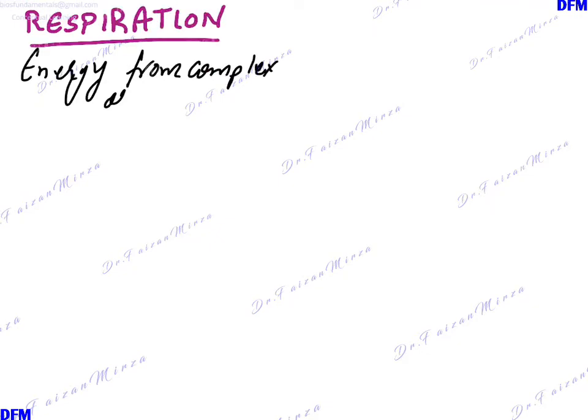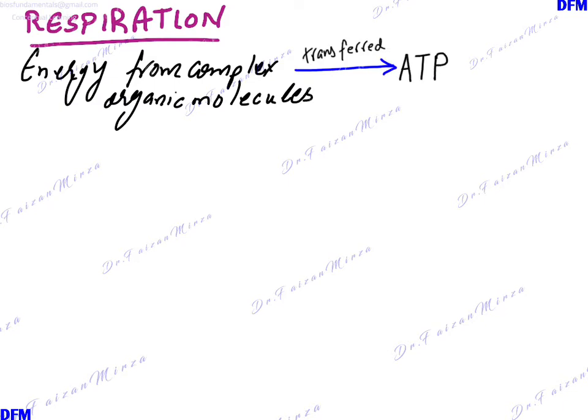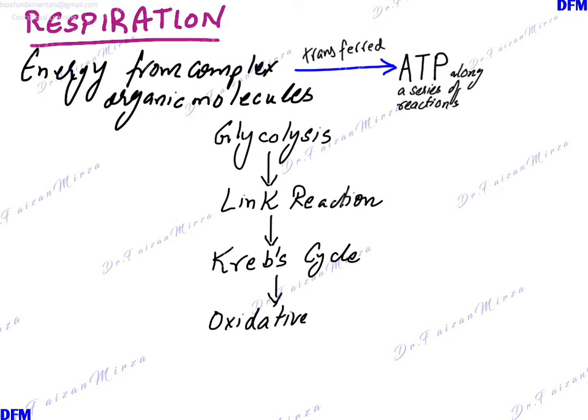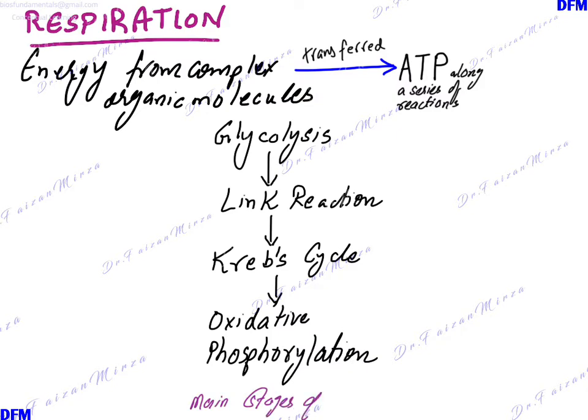So respiration. What's respiration? Energy from complex organic molecules is transferred to ATP. And this transfer of energy to ATP occurs along a series of reactions. The first of these is glycolysis. This is followed by the link reaction, which is followed by the Krebs cycle, which leads to oxidative phosphorylation finally. These stages are involved in respiration when all respiration is occurring through the aerobic pathway.